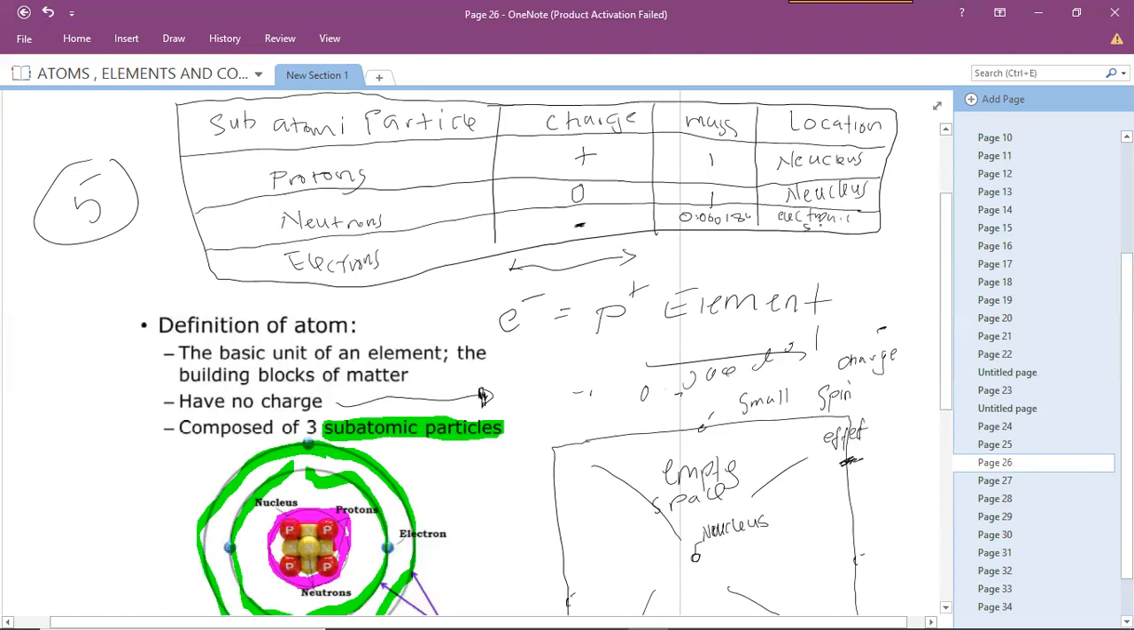Because protons and neutrons are found inside the nucleus, at times the number of protons and neutrons will be called the nucleon number.